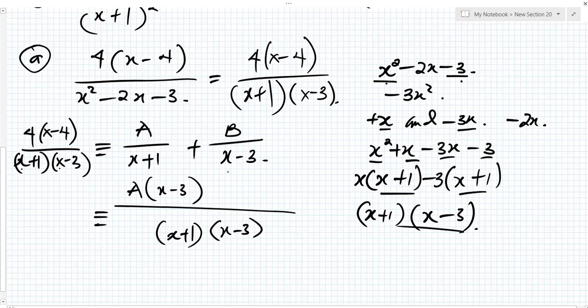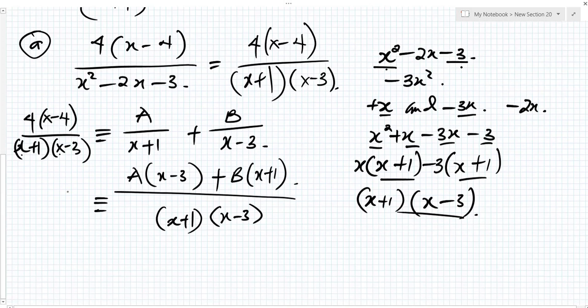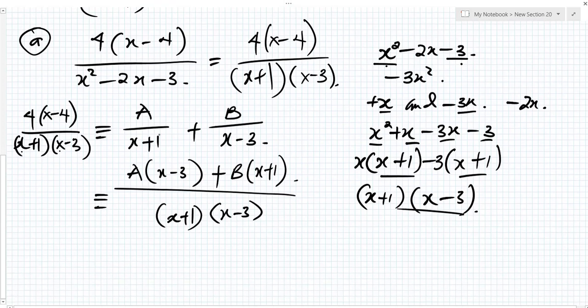Now if I use this x minus 3 to divide the lowest common denominator, I will have x plus 1. So x plus 1 times b gives b into x plus 1. The whole of this is still equivalent to this. This is the partial fraction of this.